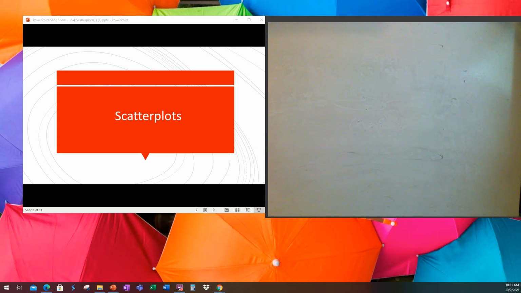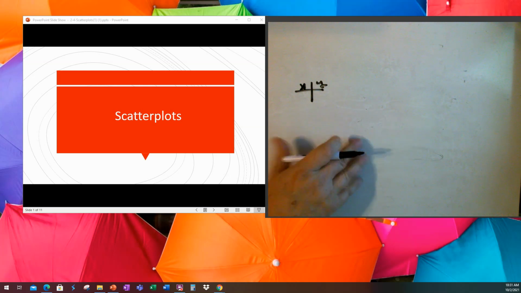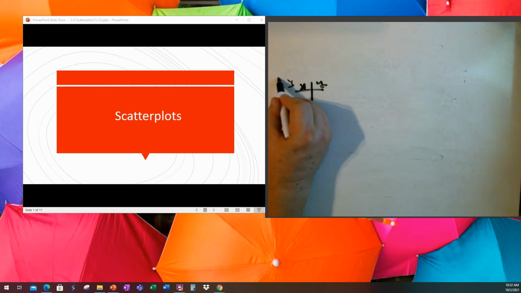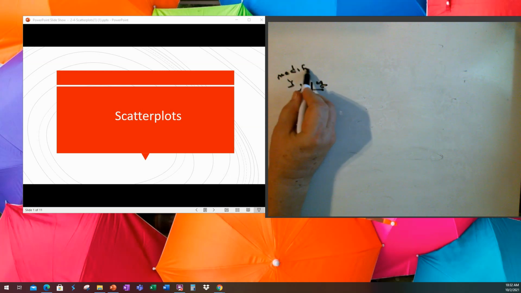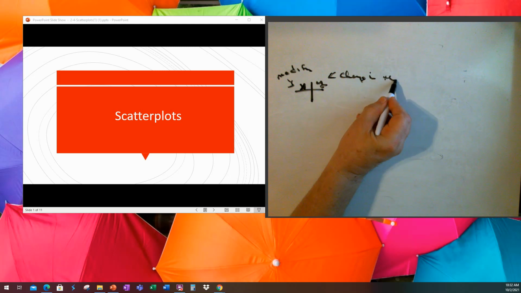So scatter plots are when we do an experiment, we collect some data on some points X and Y, right? So it could be anything that you're going to see. If I modify this variable, do I get any change in this other variable?